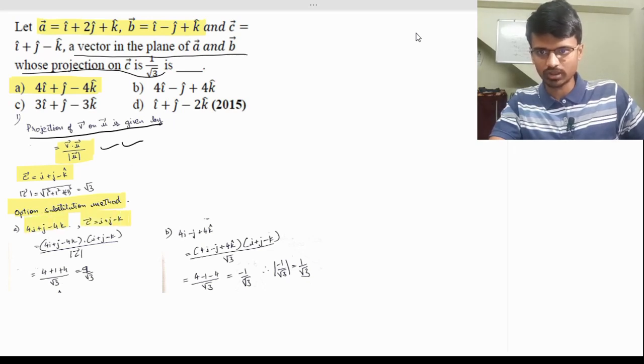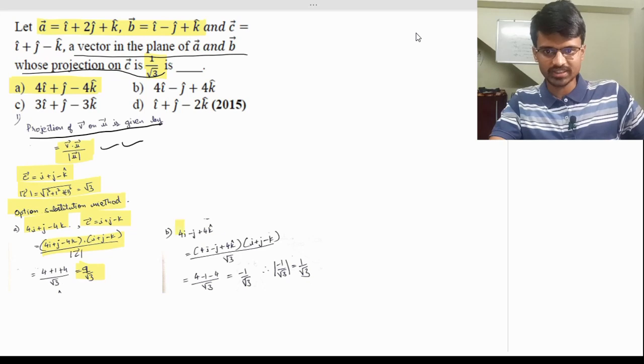So we'll be using this formula: the dot product divided by the magnitude of vector C bar. Here we have already found the magnitude of vector C. So substituting, we get 9 by root 3. So 9 by root 3 is not equal to 1 by root 3, which they have already given.